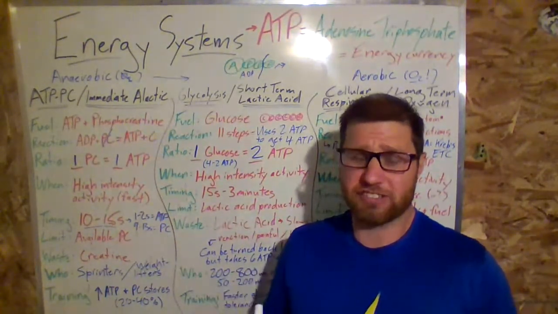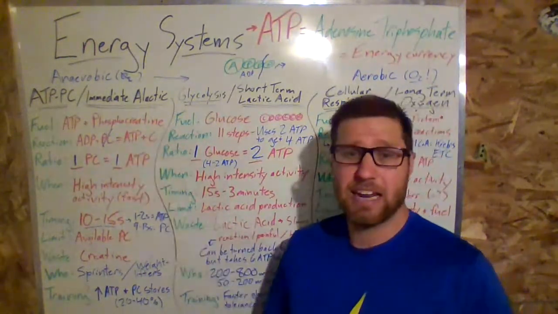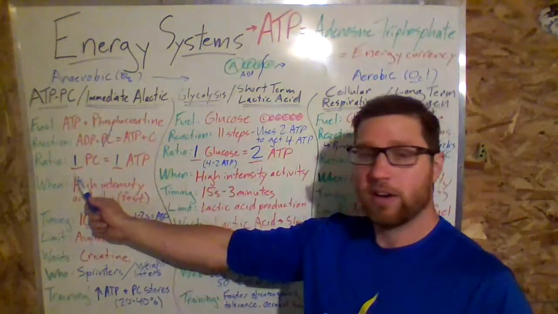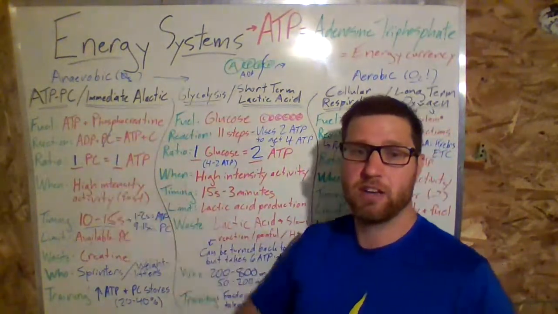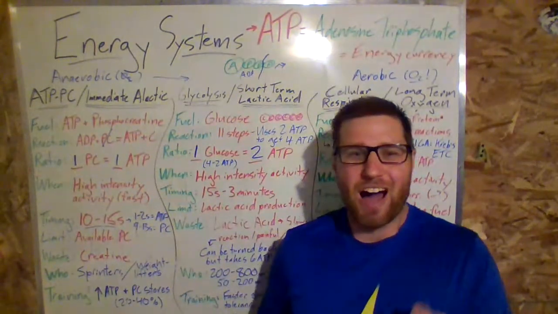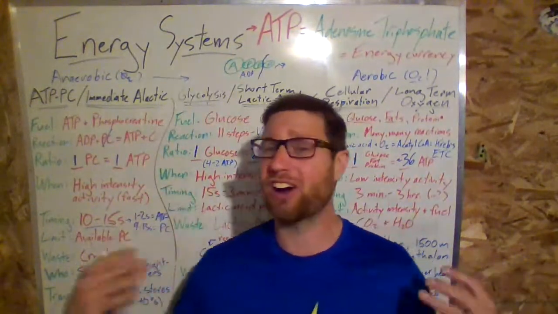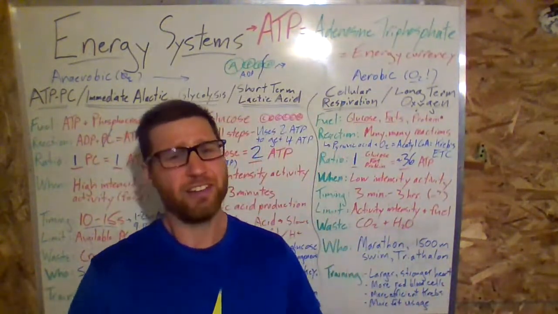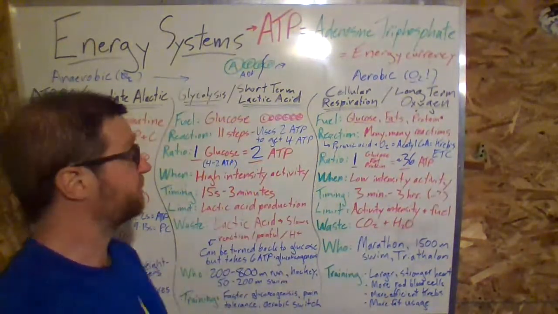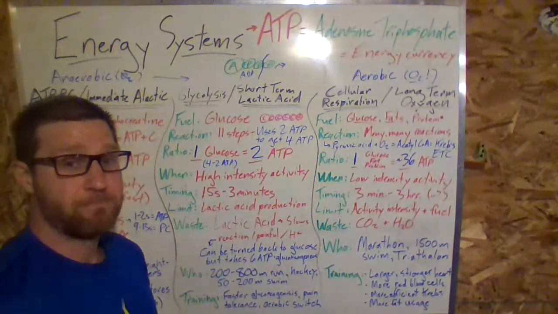So that's the first system. If I told you to sprint as fast as you can, that's the immediate lactic system. Fast, short reaction, 1 molecule of ATP for every molecule of phosphocreatine. Now, I've asked you to sprint for 10 seconds, and now I'm asking you to sprint for longer, as hard as you can. Go past 10, 15 seconds. Then we switch over to the next energy system, which is glycolysis, or the short-term lactic acid system.